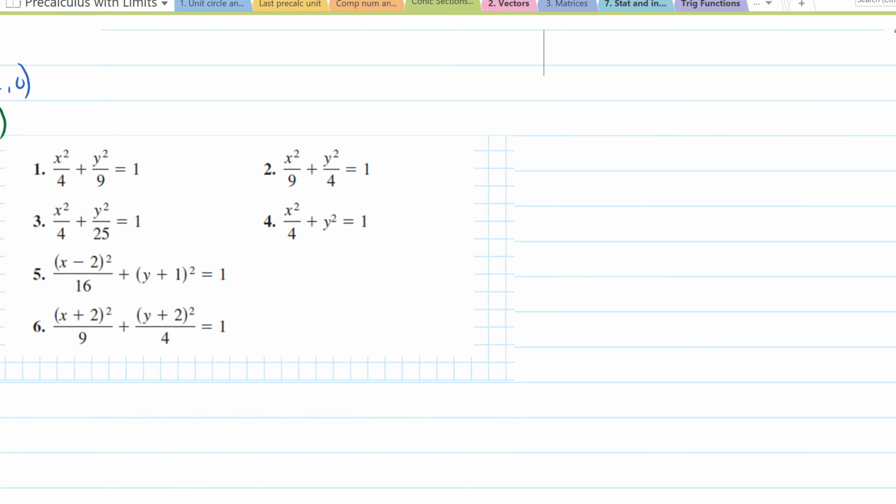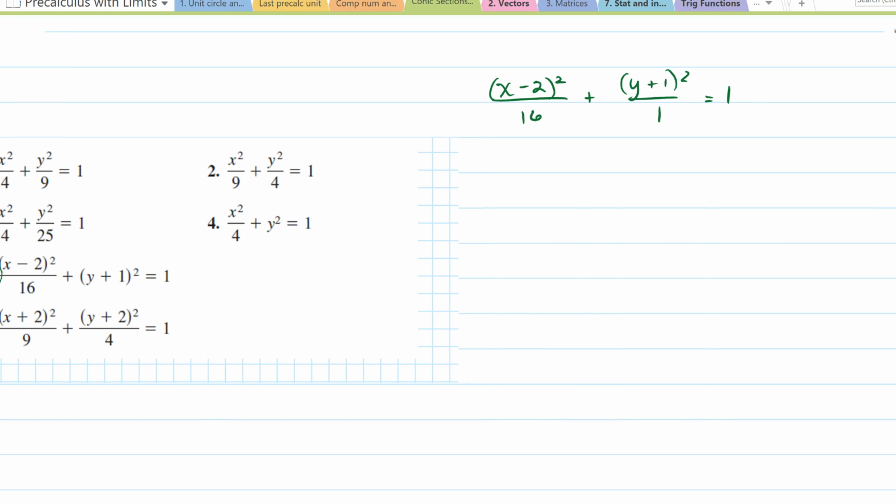I'm going to start with this number 5 right here, and I'm going to rewrite it like this. (x - 2)² over 16 plus (y + 1)² over 1 equals 1. Now it's in standard form because there's nothing but binomials in the numerator and the constant is 1. So the first thing I'm going to look for is the center. Looking for the center, it is (2, -1).